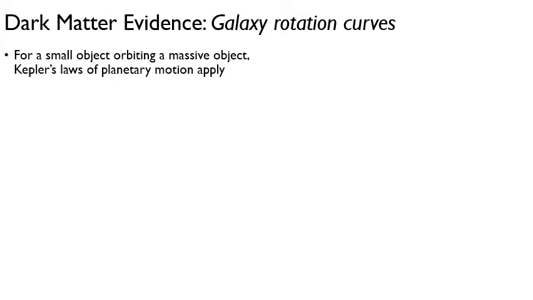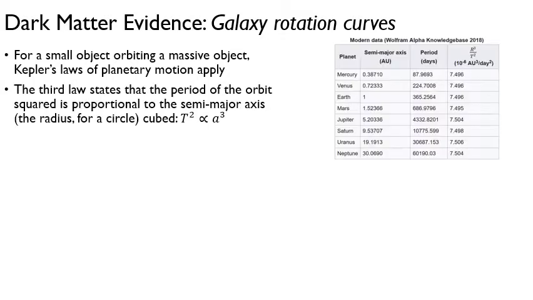If you have a small object orbiting a massive object, like a planet going around a star, then Kepler's laws of planetary motion apply. Kepler's third law is that the period of your orbit squared is proportional to the semi-major axis cubed. So we say that T squared is proportional to a cubed. And if you're talking about a circle, then this a is just r, the radius.